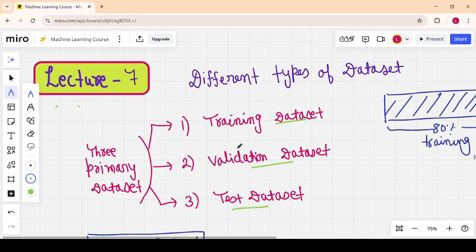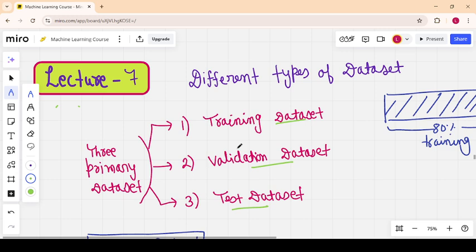Third is semi-structured data, which consists of both structured as well as unstructured data, like it has metadata tags in the dataset. Fourth is time series data, which incorporates time, which is important when we are building an AI model for weather forecasting as well as stock price analysis.